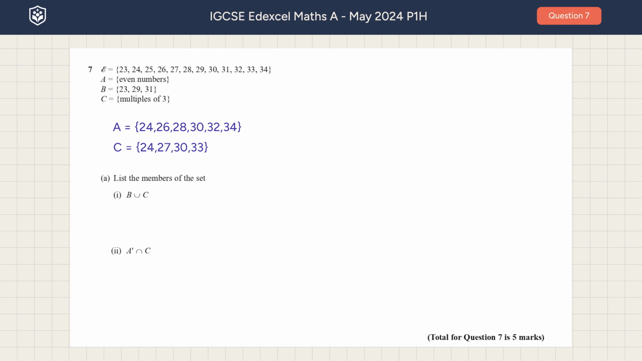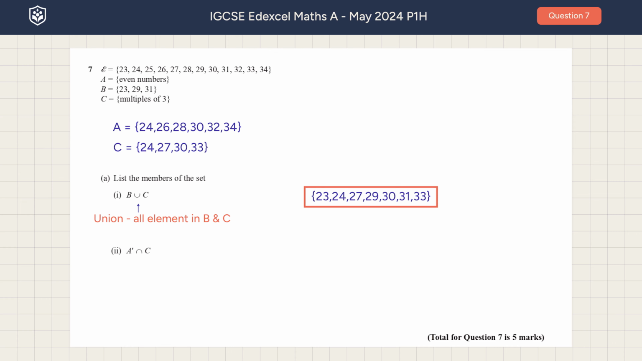After dissecting the information, let's look at part A. Part 1 asks to list all members of set B union C. This symbol with a U facing upwards means union. So they are asking for all elements in B and C, which is 23, 24, 27, 29, 30, 31, and 33. Remember to write the answers in ascending order.